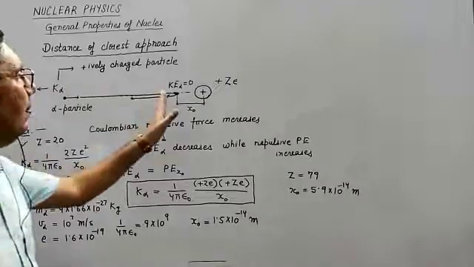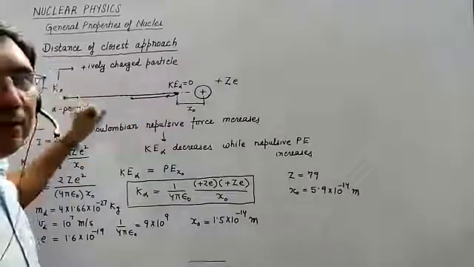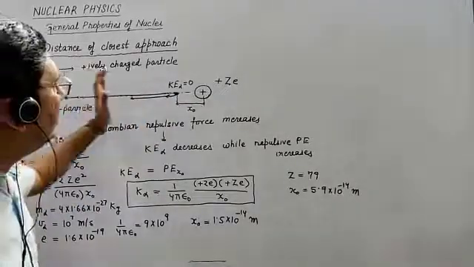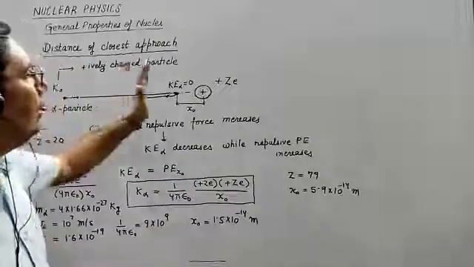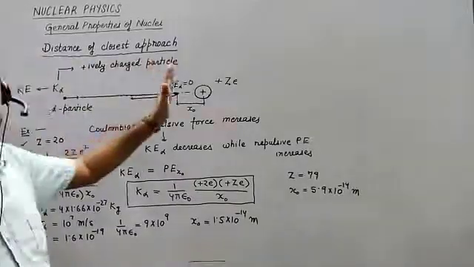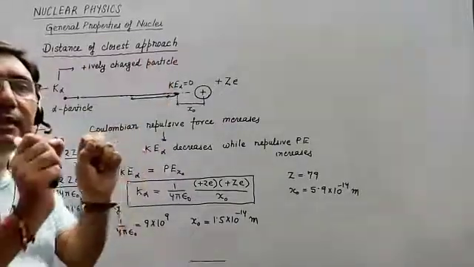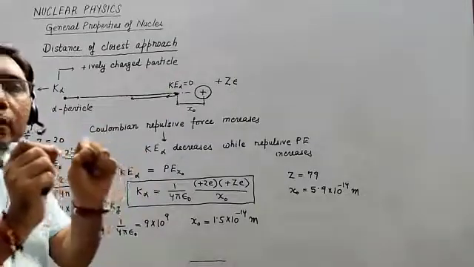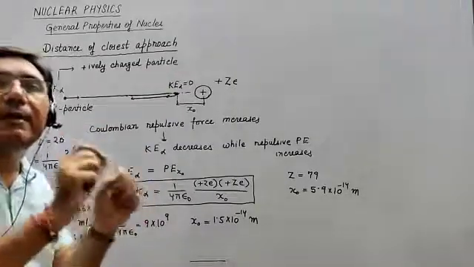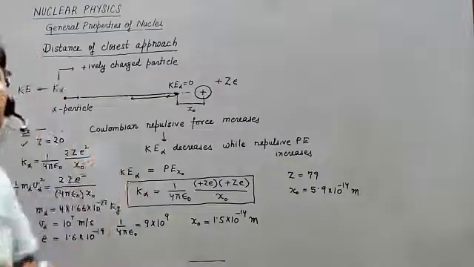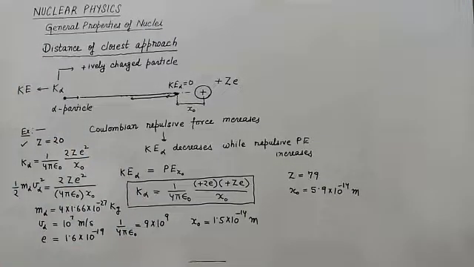Distance of closest approach means if we have an alpha particle of a particular kinetic energy moving towards the nuclei, then the minimum separation possible between the alpha particle and nuclei is known as the distance of closest approach. So we can calculate this distance of closest approach in this form.